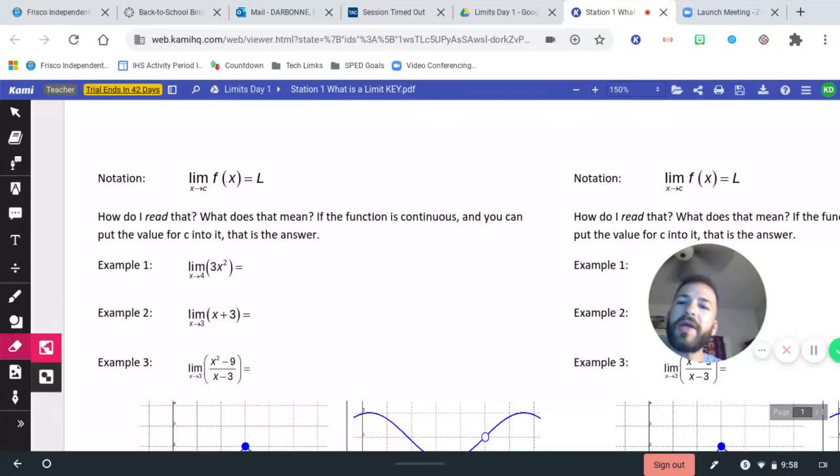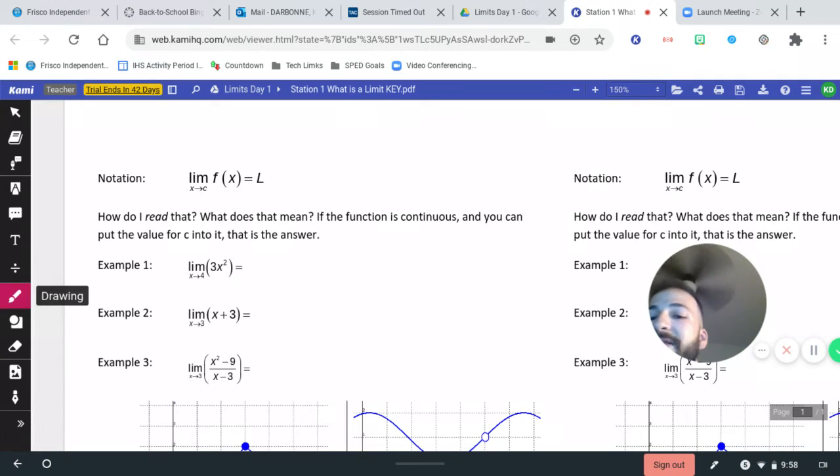All right, this is going to be a quick video because station one's kind of what we already talked about in the video notes. But this is just talking about what is a limit, how do we read it. So our limit as x approaches c of f of x is equal to L. Okay, so c is always going to be some constant.